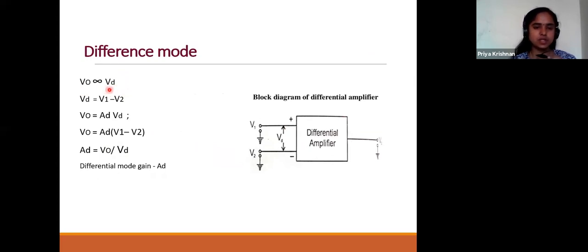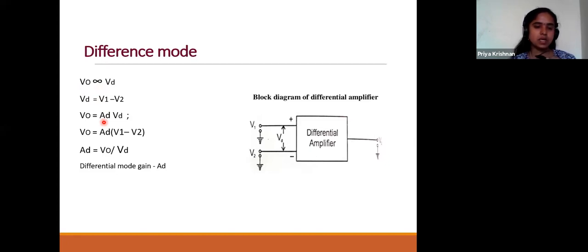The difference of the input voltages is V1 minus V2. That is my VD. So VD is equal to V1 minus V2. V out is proportional to VD. If I want to remove this proportionality, I need to introduce a constant. I have introduced a constant here as AD. AD is my gain.